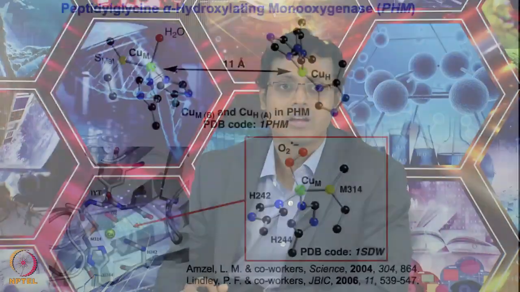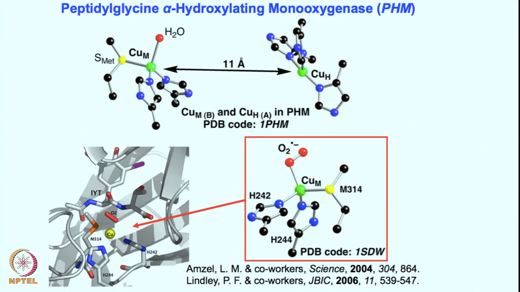This is the crystal structure of peptidylglycine alpha-hydroxylating monooxygenase. As I was saying, there is a mononuclear copper oxygen intermediate. You might be surprised to learn that it is not a mononuclear active site. It has two copper centers, but quite interestingly, these two copper centers are separated from each other by 11 angstrom. Indeed, this copper H site, which is a T-shaped copper center, does not participate in the oxygen activation. It is acting just as the electron transfer center, so it can provide one electron during the copper oxygen chemistry.